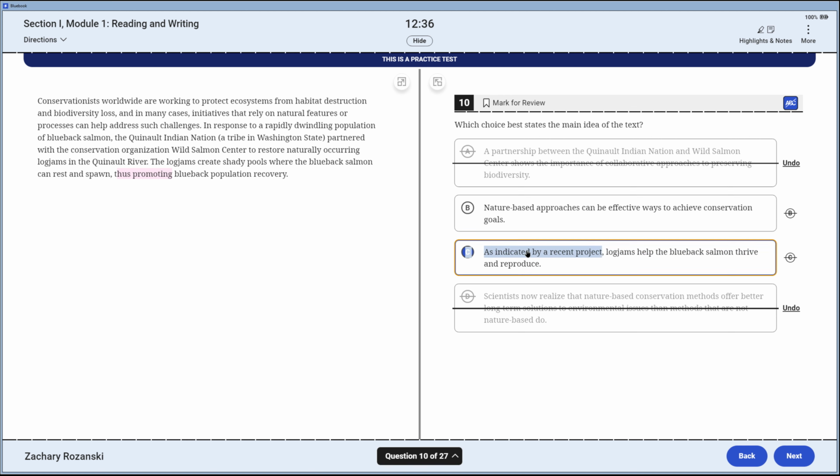This feels contentious, right? I like this, and if it didn't have this first clause here, I would probably pick C and move on. But as indicated by a recent project for a main idea, I imagine that the text would say something like, previously people thought logjams were trash. However, as indicated. But I don't have any signal elements for that. All I got at the start is that the world can work together to save some things. And that makes me want B to be my option.